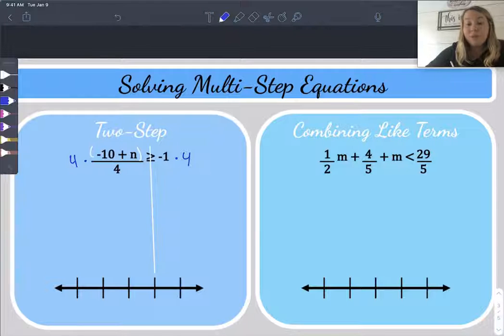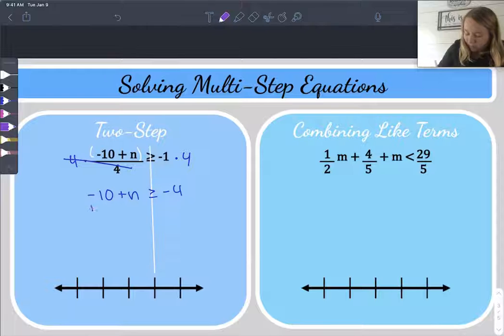When I multiply by 4 on the left, my 4's cancel, my -10 plus n come down, and so does my greater than or equal to symbol. -1 times 4 gives us -4. The next step is to either add or subtract. So now what I'm going to do is add 10 on both sides. My 10s will cancel, my n will come down, and -4 plus 10 gives us the value 6.